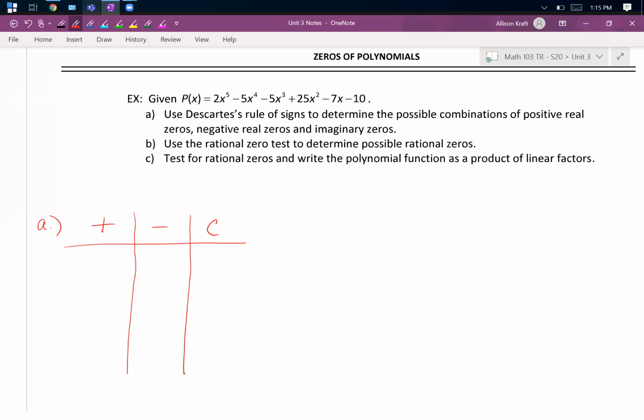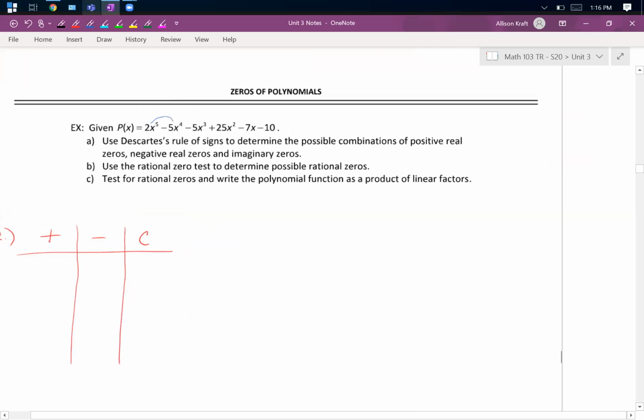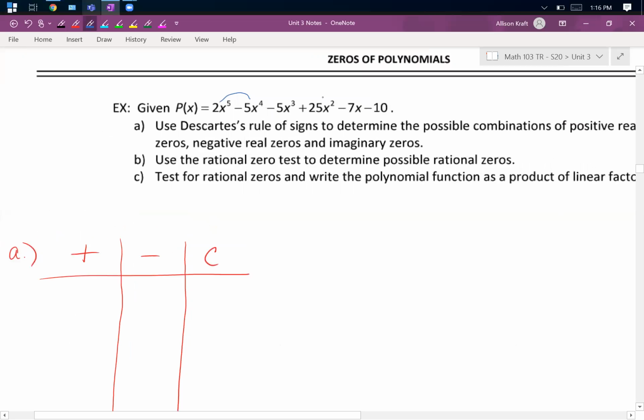We start by looking at the number of sign changes in our P of x. Looking at P of x, how many times do we switch from plus to minus or minus to plus? 3 times. So that's going to be my first option for positive, 3, but it could be less than that by a multiple of 2. So I'm going to subtract 2 from 3 and I get 1.